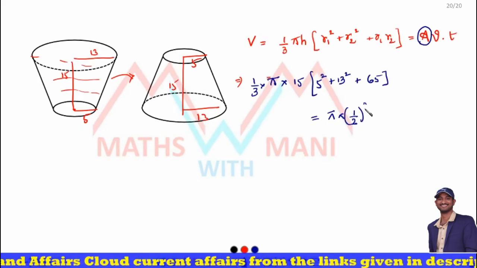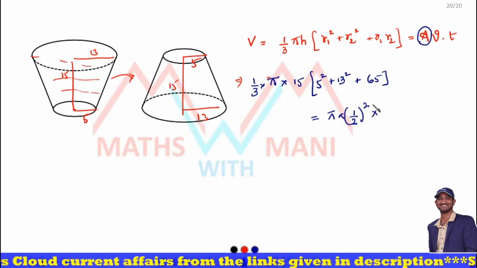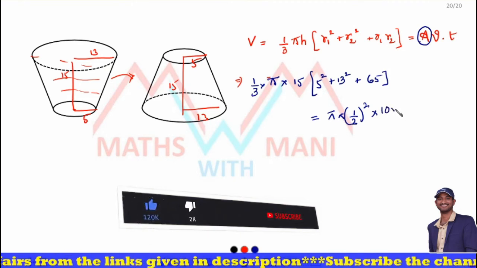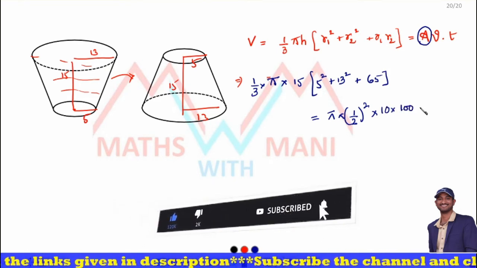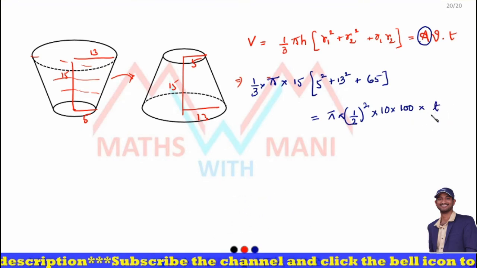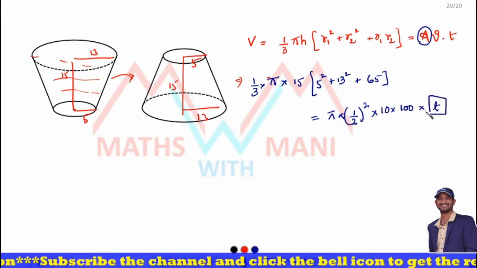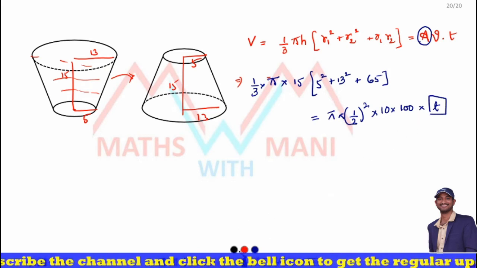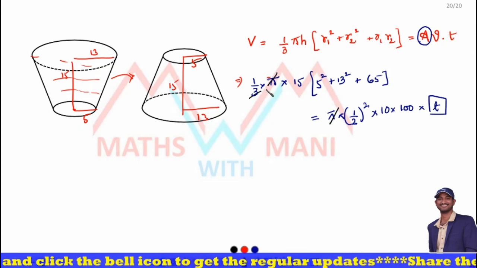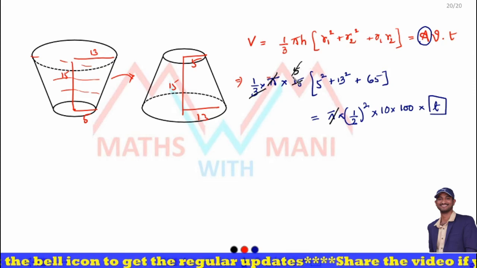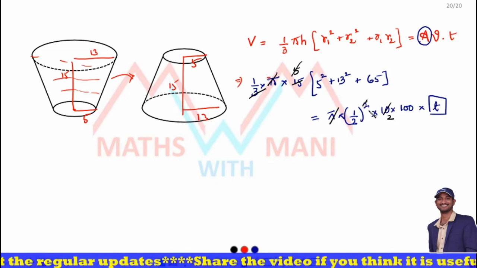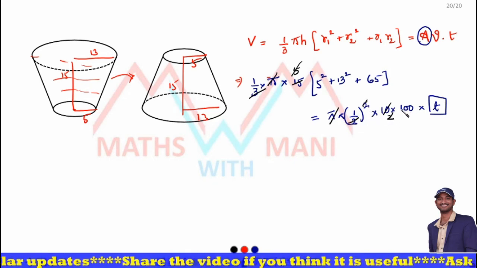whole square into velocity. What is the velocity? 10 meters per minute. 10 meters, 1 meter equals 100 centimeters, in minutes, into t. Since we are saying minutes here, the time value we get will also be in minutes. That's it. Simplification. Pi cancels. 3 ones are 3, 5 fives, 5 twos, 2 square means 4, so 1 and 2 cancel, and 2 ones are 2 by 50.